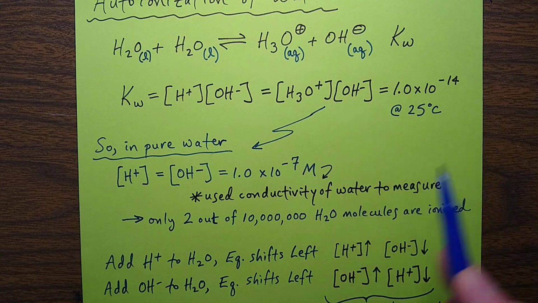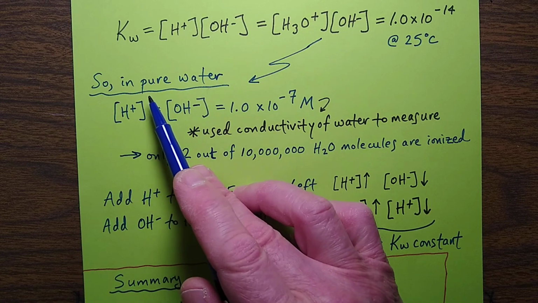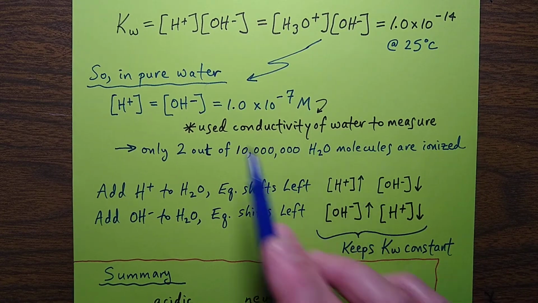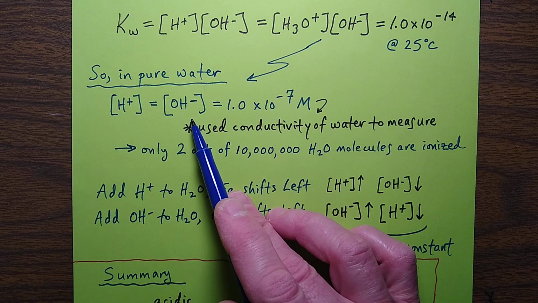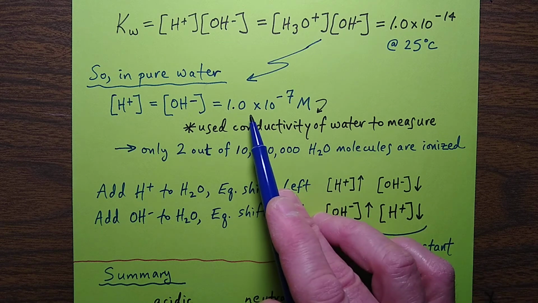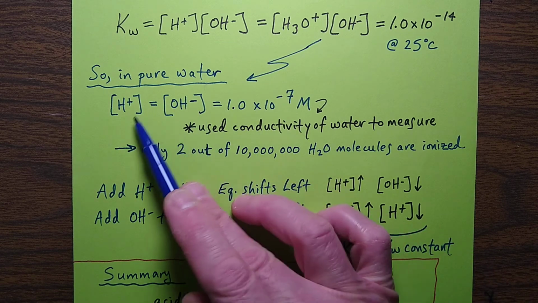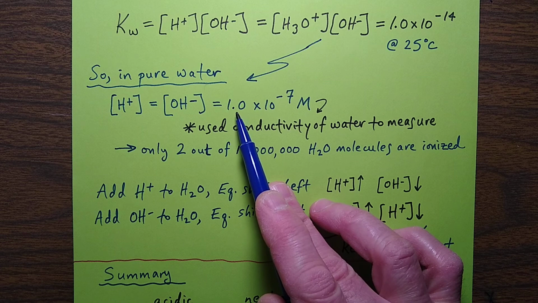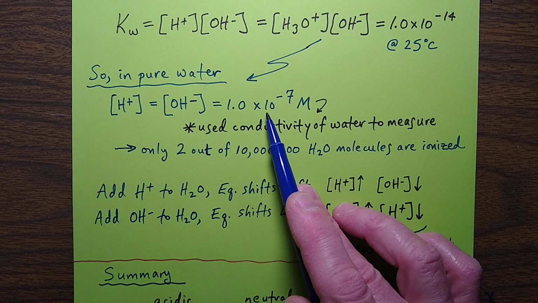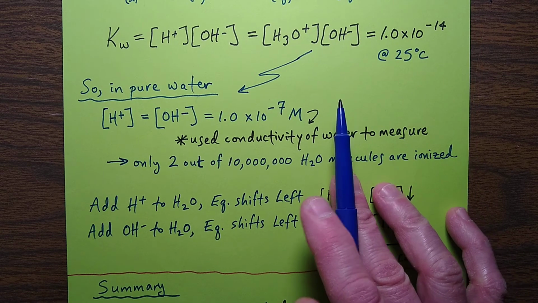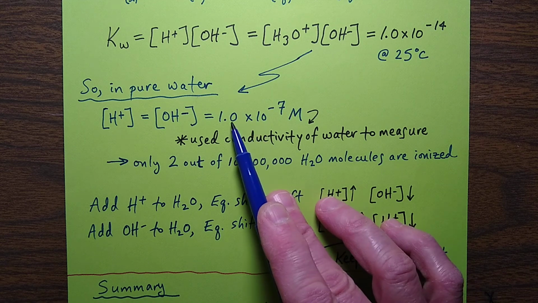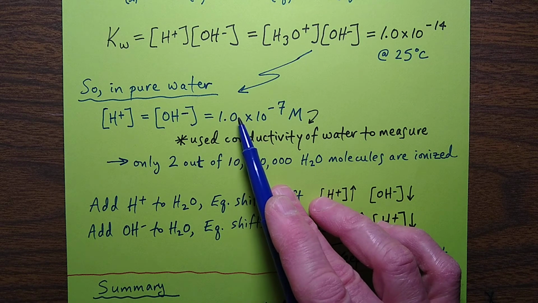But when they measured it, they were actually able to measure that. They took pure water many years ago. They were actually able to measure with electrical conductivity measurements that these were equal in pure water, and they were both equal to 1.0 times 10 to the negative 7th. Kind of cool how that was kind of a round number to begin with.